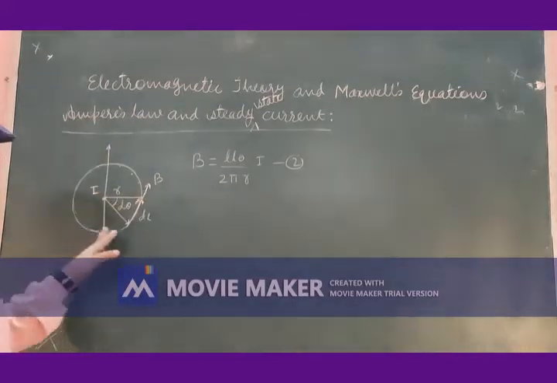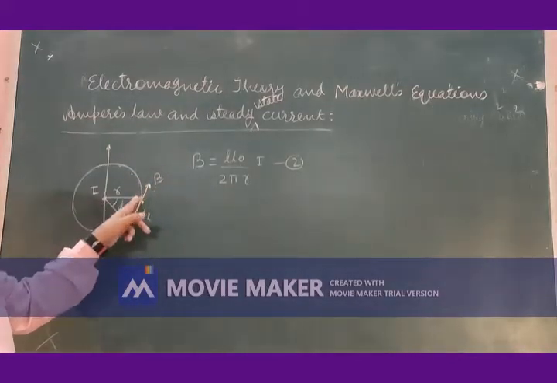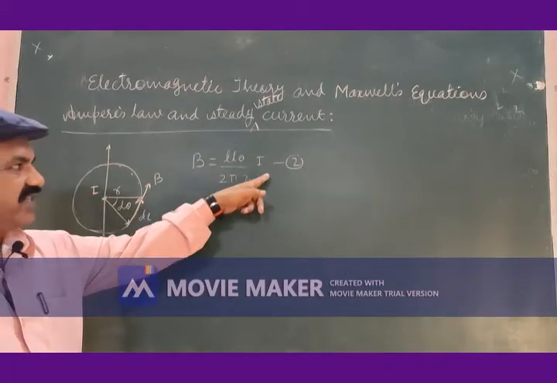Let us try to find the magnetic induction B not at a single point. Here it gives the magnetic induction B at a single point.